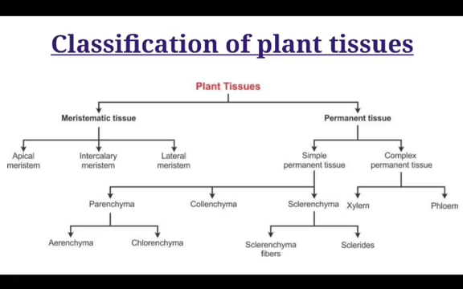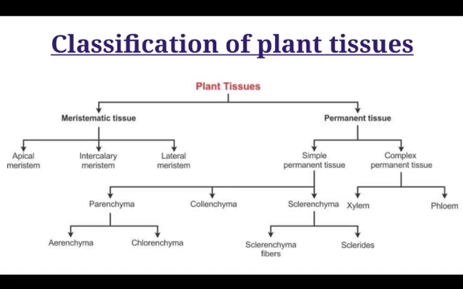Plant tissues are classified into two main categories, that is meristematic tissue and permanent tissue. This is the main classification of plant tissue. Meristematic tissue is further classified into three types: apical meristem, intercalary meristem and lateral meristem. These are the components of meristematic tissue.